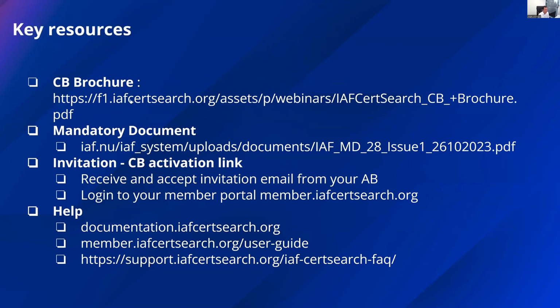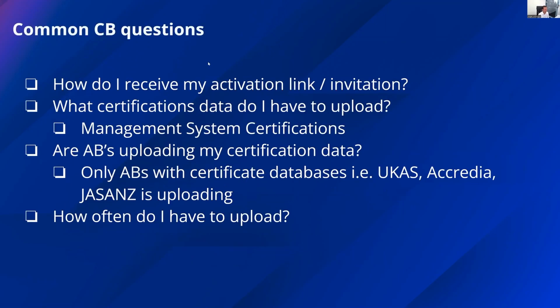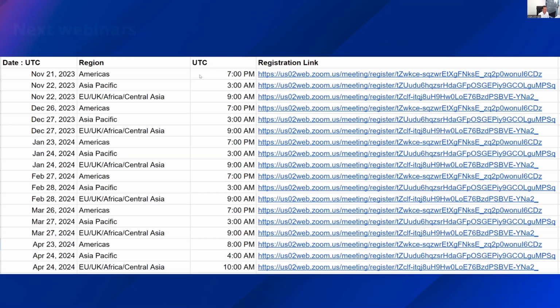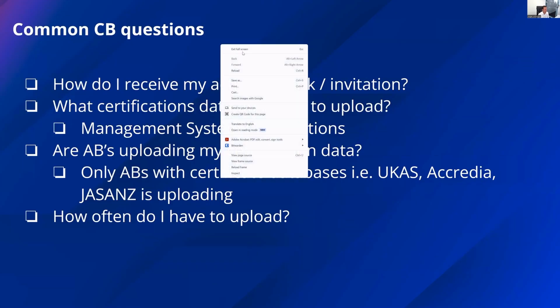The key resources, I'm going to go through these in a practical demonstration. So I want to take you through the CB brochure, the mandatory document, the activation link process, and the different help areas for the general information and the API. And then we'll talk about some common questions and the next webinar and things like that. So I'll come back to these slides. I'll just jump out now.